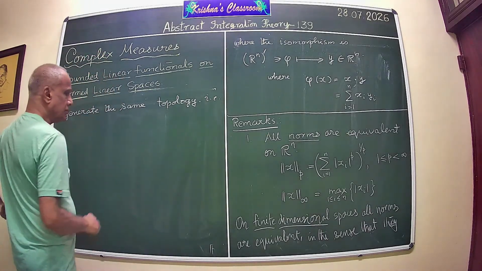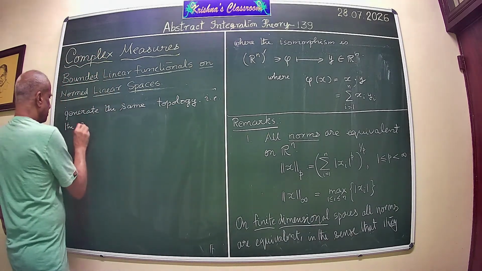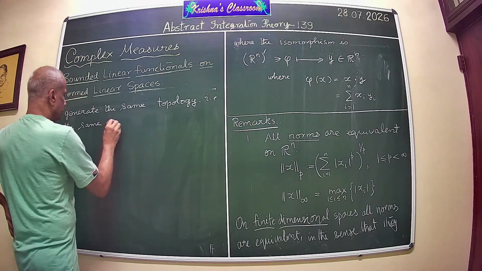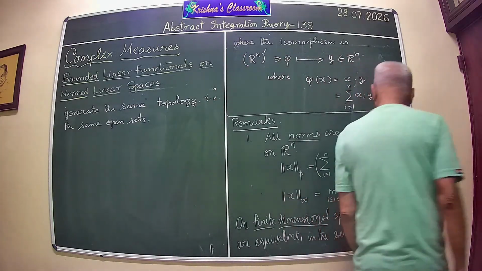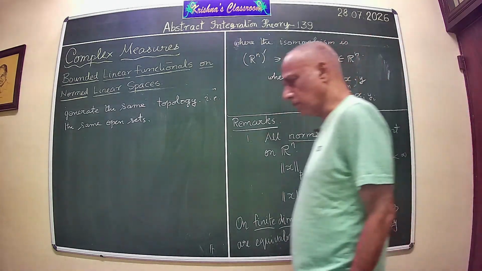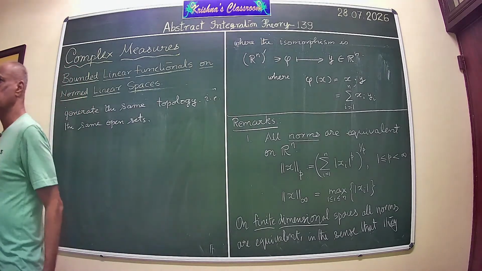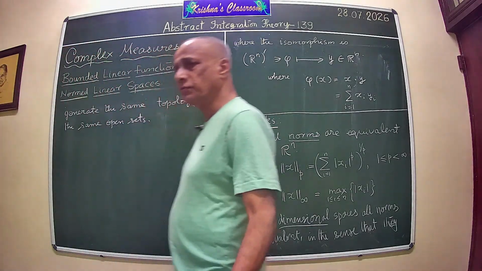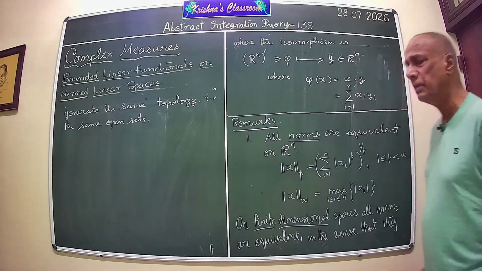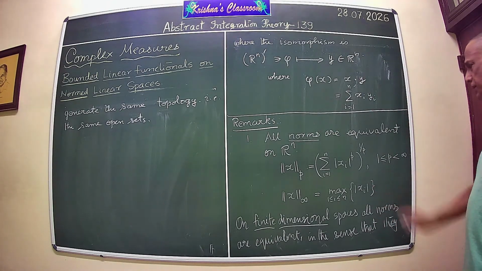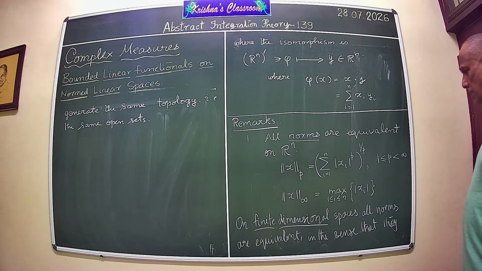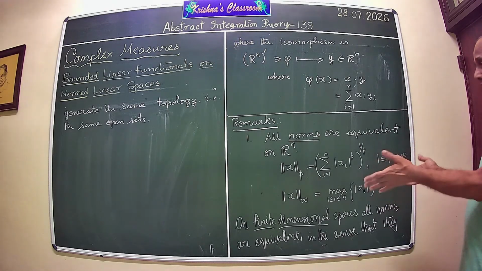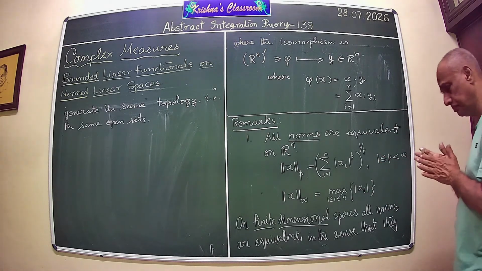The same open sets. Therefore, topologically, all these spaces are equivalent. Or when you talk about continuity on this space, if some function is continuous with respect to one norm, it is going to be continuous with respect to every other norm. So this is one of the preliminary analysis that we present before you.